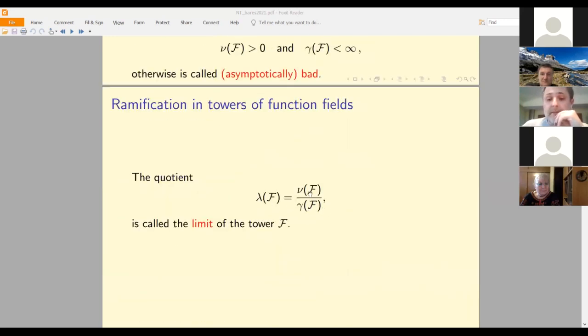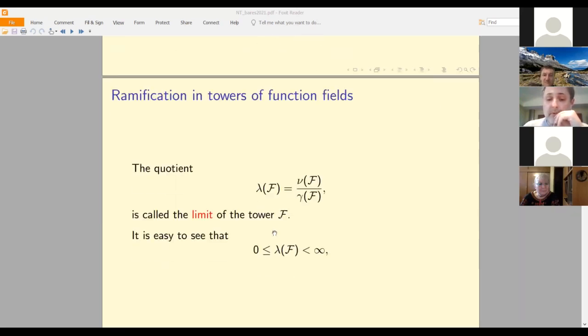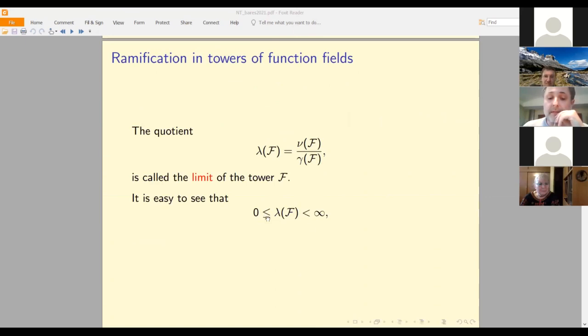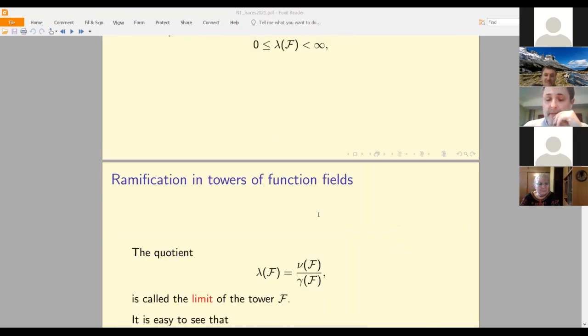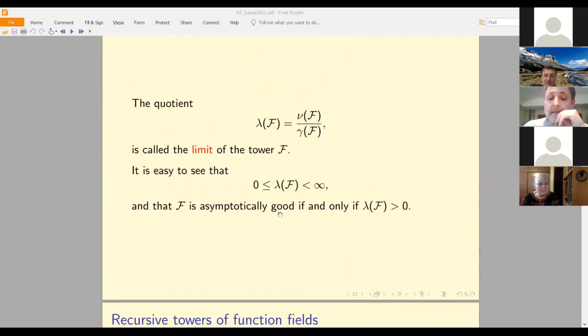Alternatively, you can define this quotient, and you have what is called the limit of the tower, and you can prove that the limit is always at least 0, but it's never infinite, and the tower is asymptotically good if and only if the limit is positive.